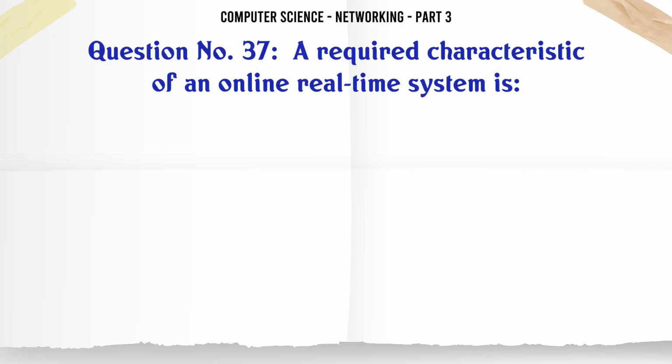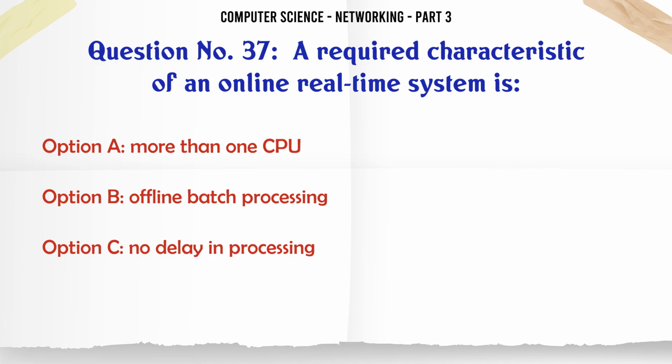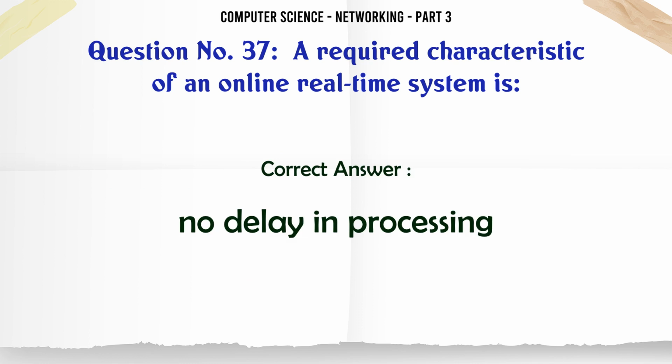A required characteristic of an online real-time system is A. More than one CPU. B. Offline batch processing. C. No delay in processing. D. All of the above. The correct answer is no delay in processing.